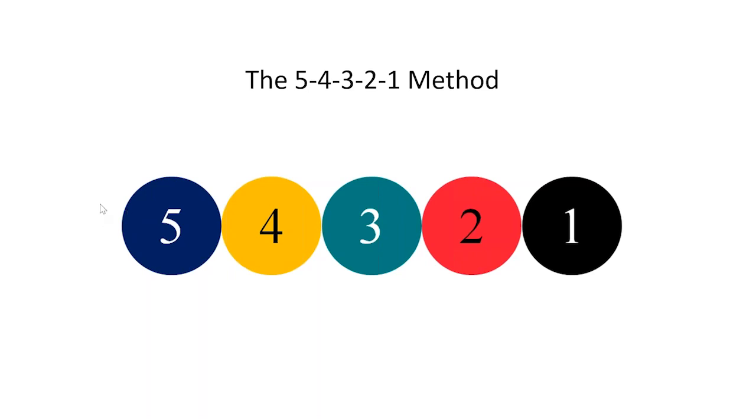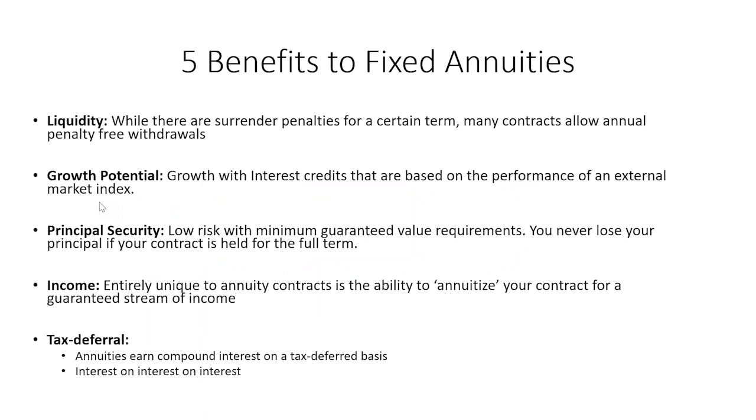For example, let's start off with number 5 here. 5 benefits to fixed annuities.